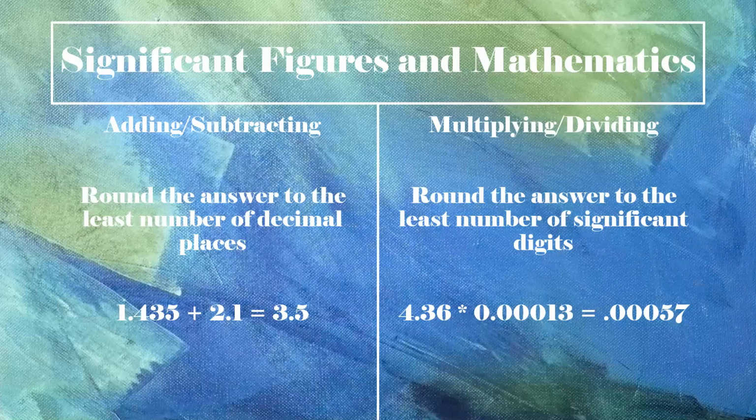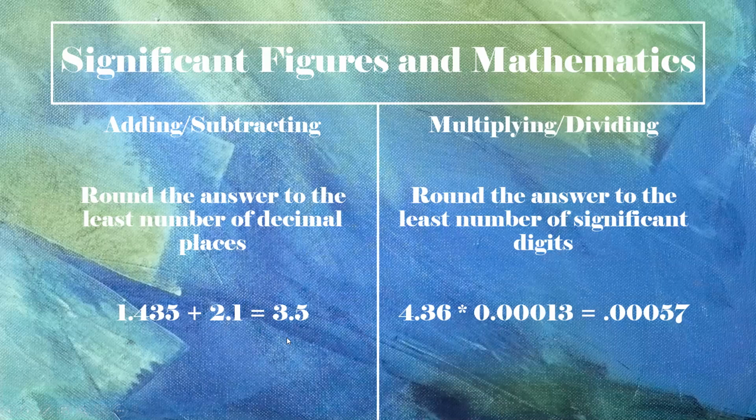Okay, so now quickly, using significant figures in math. For adding or subtracting, we're going to round the answer to the least number of decimal places. Here, this value has 3 decimal places. This value has 1 decimal place. We're going to go to 1 decimal place for our answer. So when we add these together, our calculator would actually give us 3.535, but we're going to round it to 1 decimal place. So we're going to have 3.5.